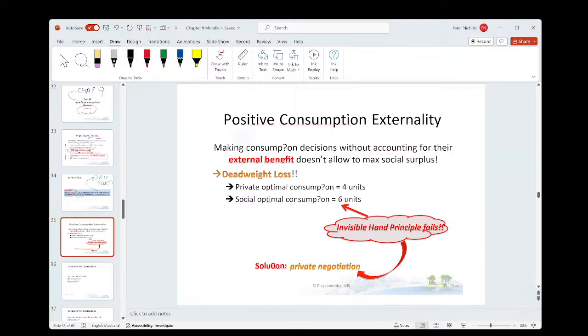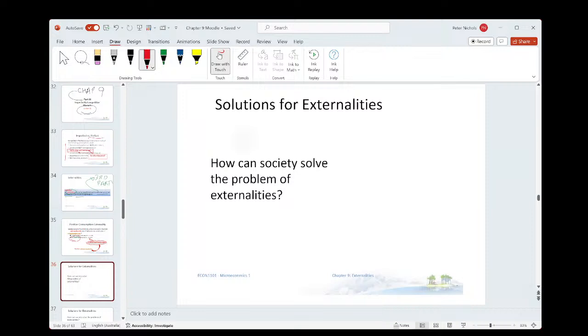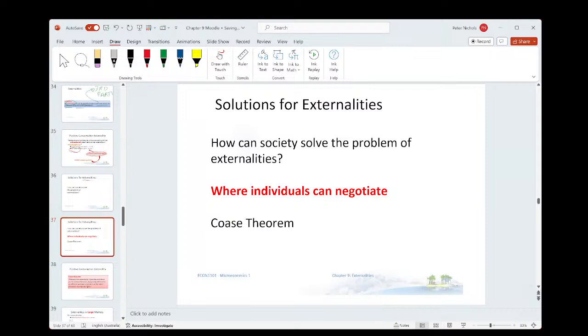We saw this unfold the other day with the interaction between Maya and Benji, and we saw that where there are positive externalities, the private optimal consumption will be less than the social optimum. So the private marginal benefit will be less than the social marginal benefit. We saw some examples of these. Then we looked at how these issues can be solved. What's the way of working around these externalities? We saw that where individuals can negotiate with one another, the Coase Theorem comes into play.